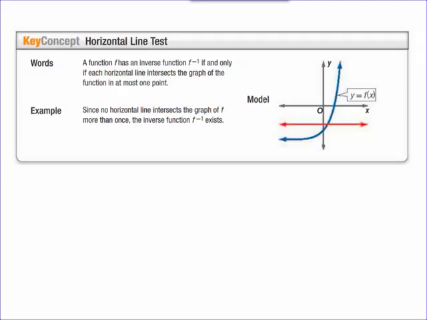In order to have an inverse, you have to be able to pass the horizontal line test. What that means is, similar to the vertical line test but horizontal, if I pass a horizontal line throughout the graph and it only touches it once, an inverse will exist. So before I start any of the problems, I have to see if it passes the horizontal line test.